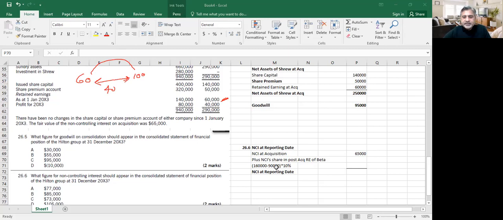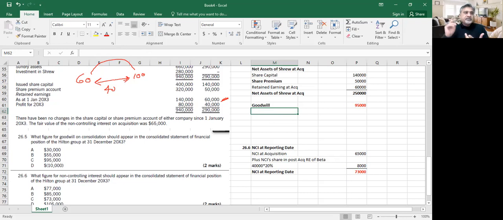So within 40,000, you have to give him his share. I'll just put 40,000. And it is 20% this time because the non-controlling interest is 20,000. So I'll take 20% of 40,000. And this answer is also correct. It is 73,000. I think Ronnie gave both of these answers correct. 95,000 and 73,000. Are we clear until here? Yeah. Okay.